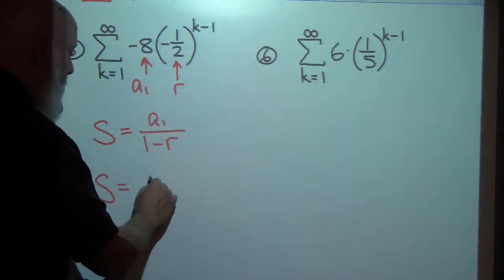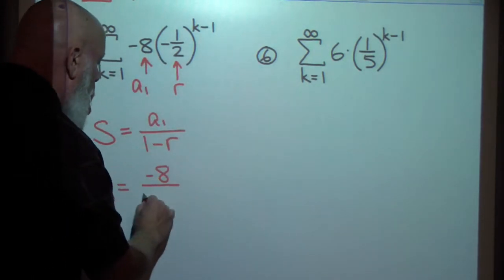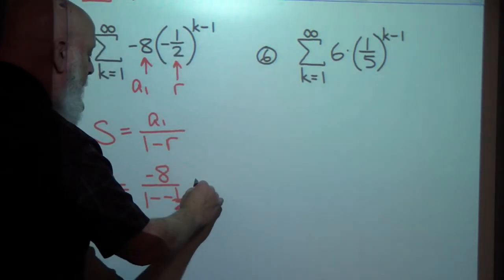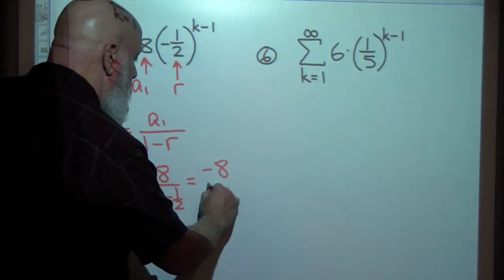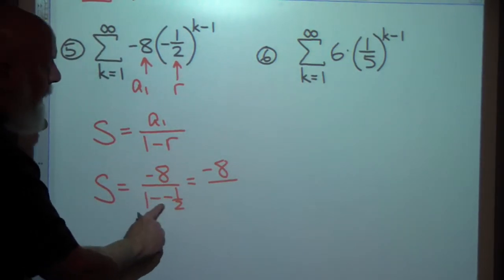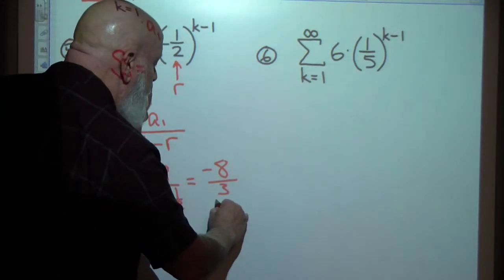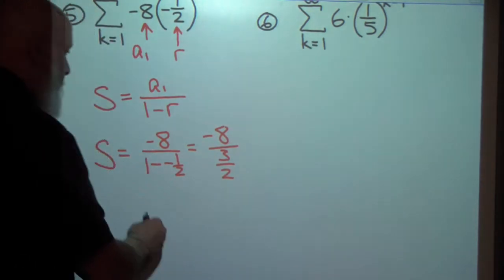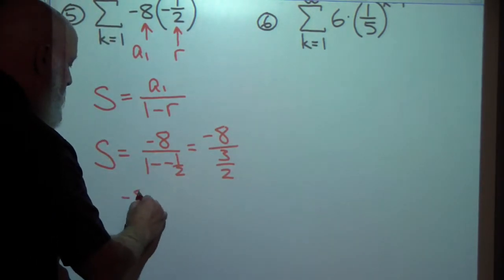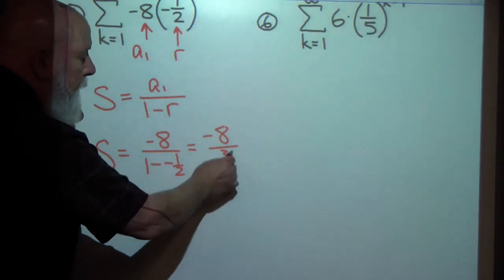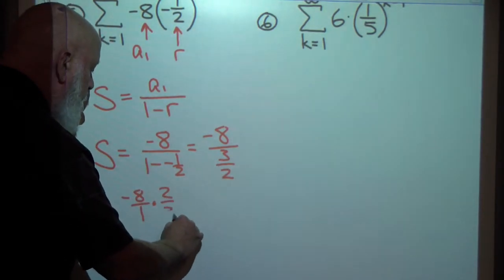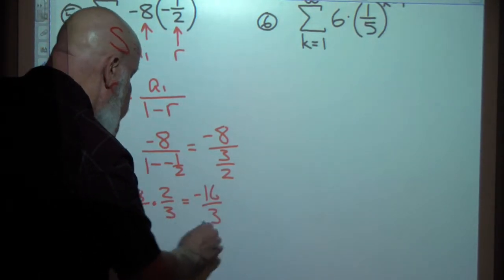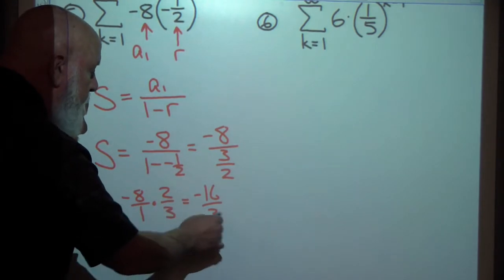A sub 1 is -8 over 1 minus -1/2. That's -8 over, you can think of this as 2 halves plus 1 half. That's 3 halves. And I'll do this arithmetic. You can do this with your calculator, I suppose. -8 over 1 times, and I'm going to invert and multiply, 2 over 3. This will give me -16/3.